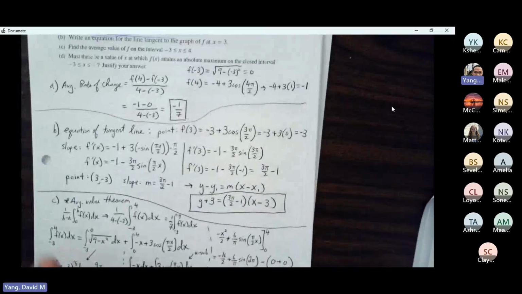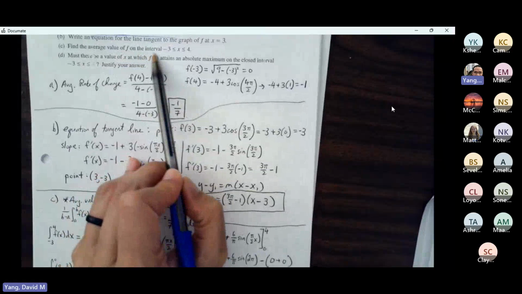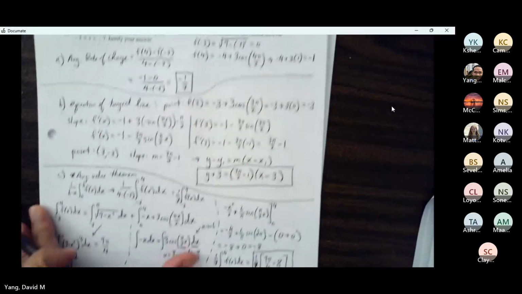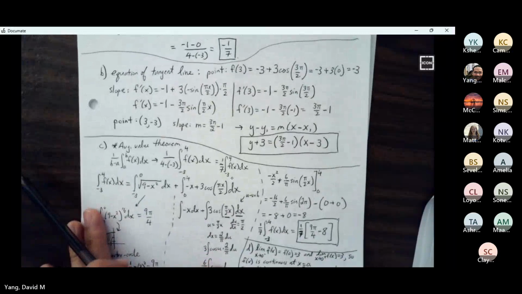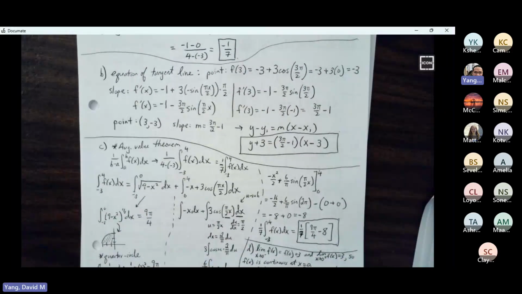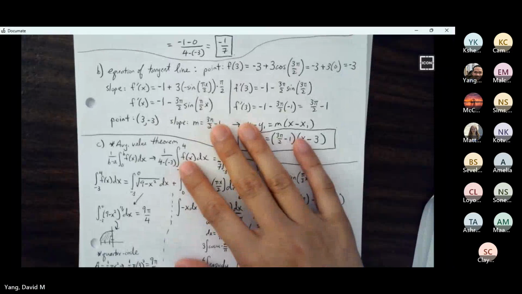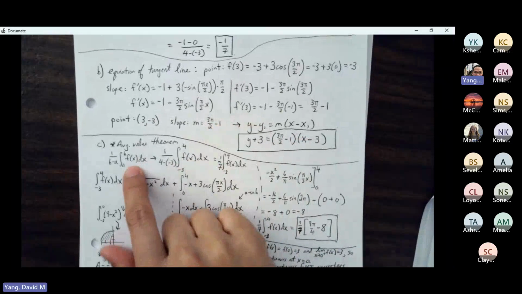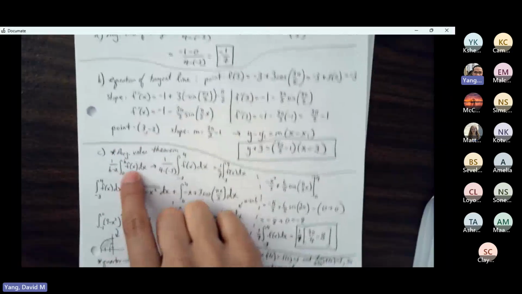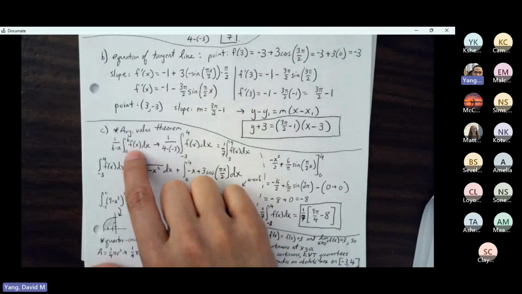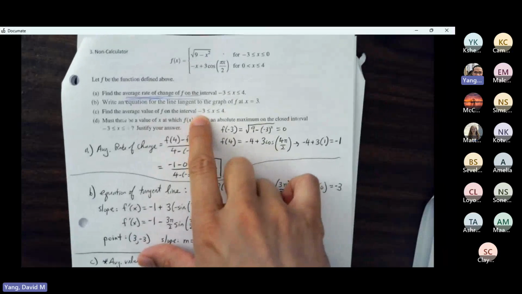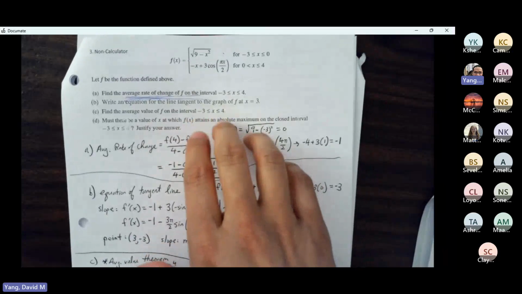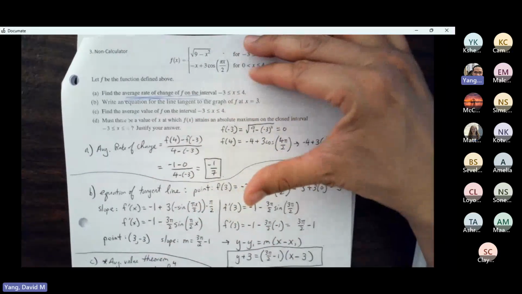Part C, find the average value. So average value, that's the average value theorem. There's a lot of u-substitution here to go through the full steps. The average value theorem is 1 over b minus a, integral from a to b of f of x. Now, for this it's going to span the interval from negative 3 to 4, but we have two different graphs, right?